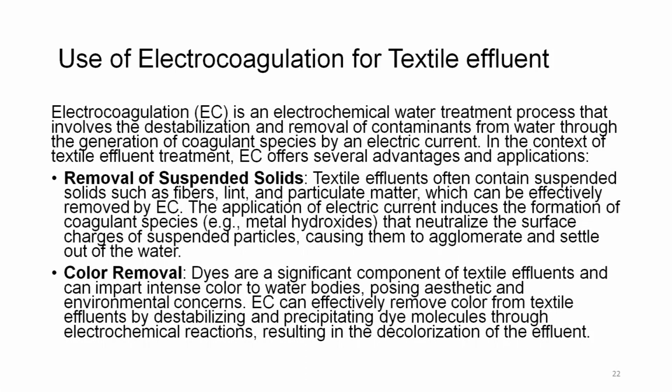Color removal. Dyes are a significant component of textile effluent and can impart intense color to water bodies, posing aesthetic and environmental concerns. EC, that is electrocoagulation method, can effectively remove color from the textile effluent by destabilizing and precipitating dye molecules through electrochemical reactions, resulting in the decolorization of the effluent.